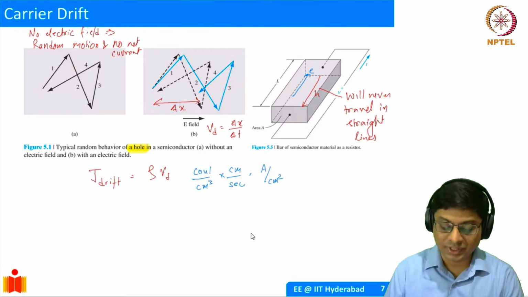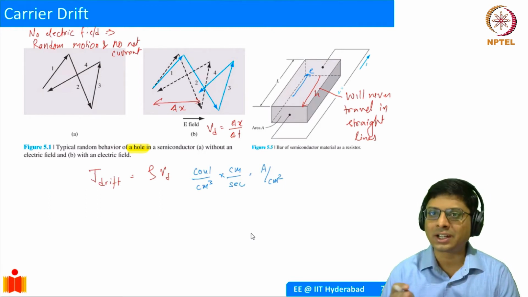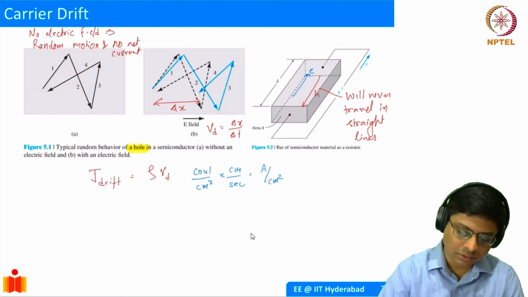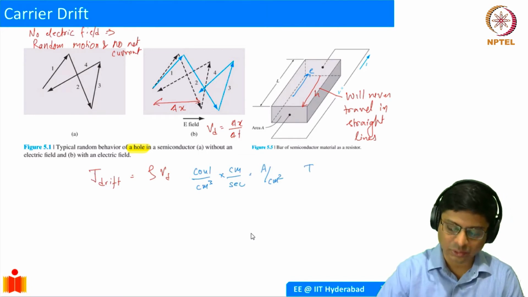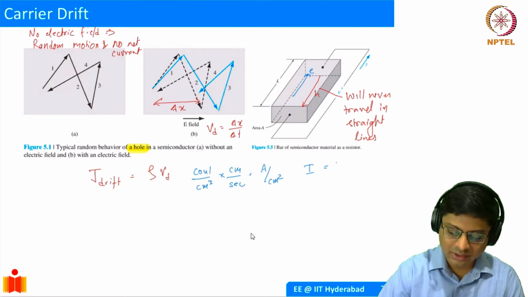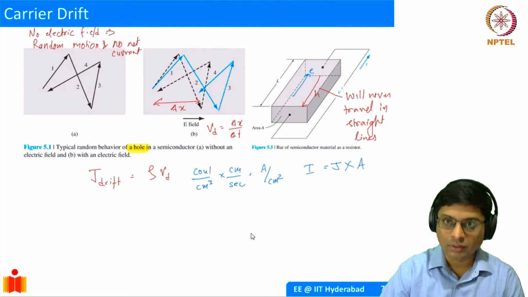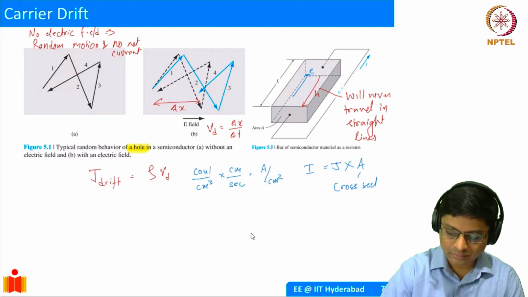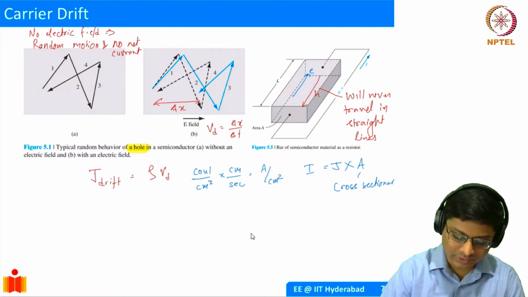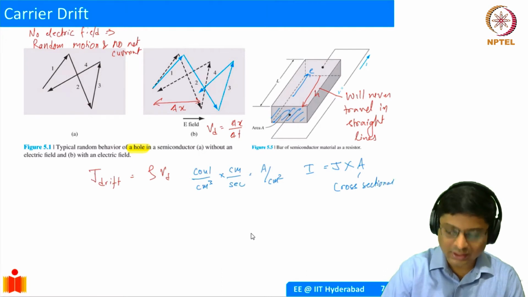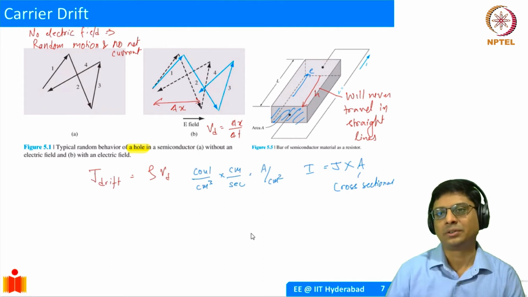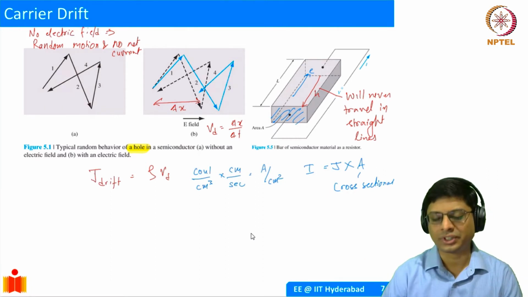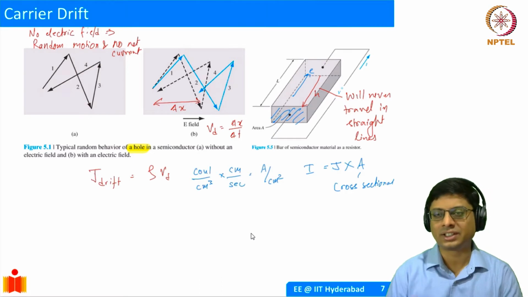So remember, we are not taking into account the total current. If you want to calculate I, the total current, it's going to be J times area. What area? This is a cross-sectional area A, in the perpendicular direction to the current flow or electric field direction, that you have to multiply to get the net current.